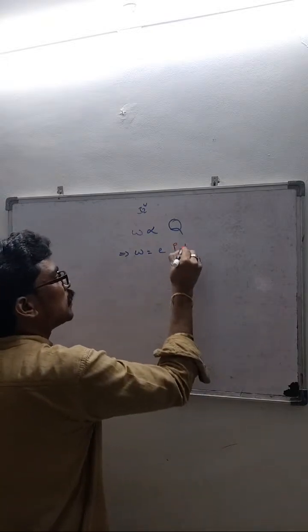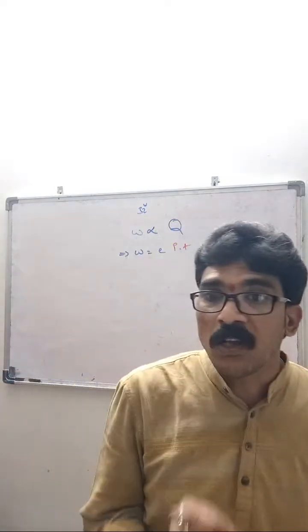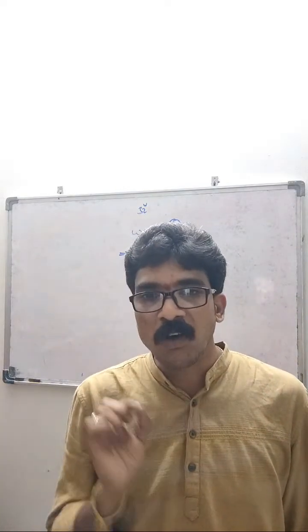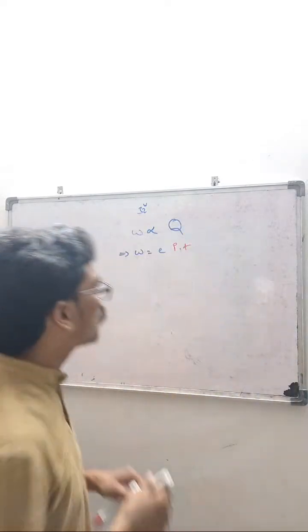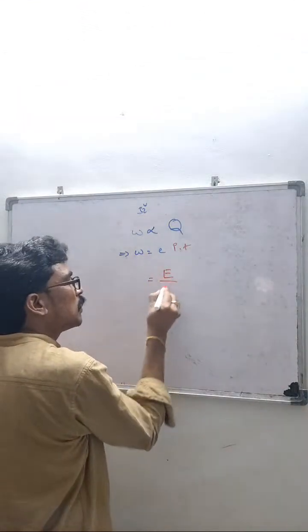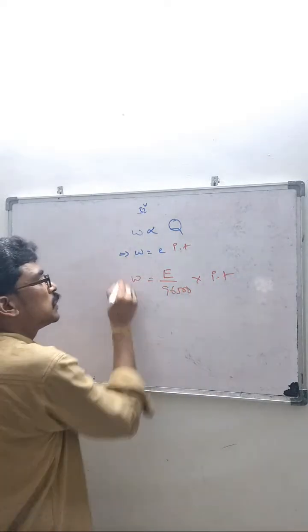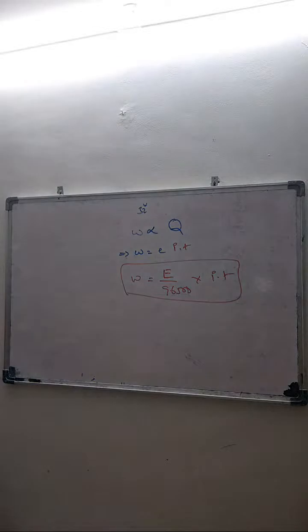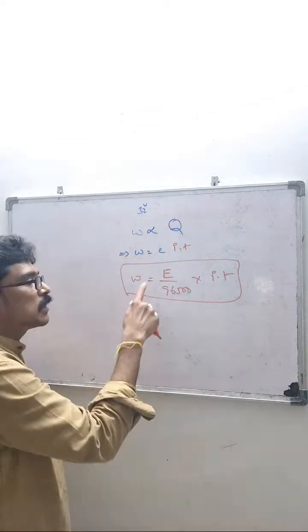Q is equal to I into T, current into time. Now here, what is small e? Small e is called electrochemical equivalent. That is equal to capital E by 96,500 into I into T. That is the weight of the electrolyte deposited. The weight of the electrolyte deposited at the respective electrode is directly proportional to the quantity of electricity. That can be converted like this.